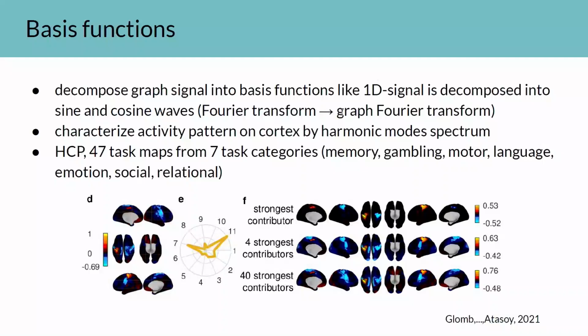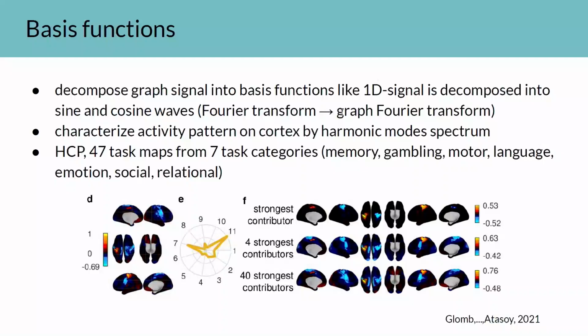So you can filter, for example. But you can also characterize activity patterns on the cortex by their harmonic modes spectrum, just like you would characterize a signal in time by its spectrum of oscillatory frequencies. And that's exactly what we did. We took 47 task maps from these 7 well-known task categories from the HCP. And in the next slide, I'm just going to show you 3 examples, and you will see how different they are.